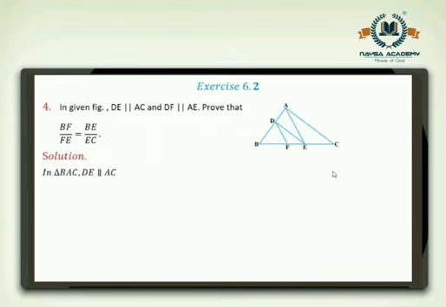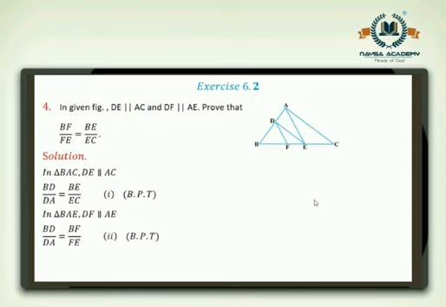So here in triangle BAC, we have DE parallel to AC. So by using basic proportionality theorem, we can say that BD upon DA equal to BE upon EC. Similarly, in triangle BAE, DF is parallel to AE, therefore BD upon DA equal to BF upon FE. Again we have used basic proportionality theorem.